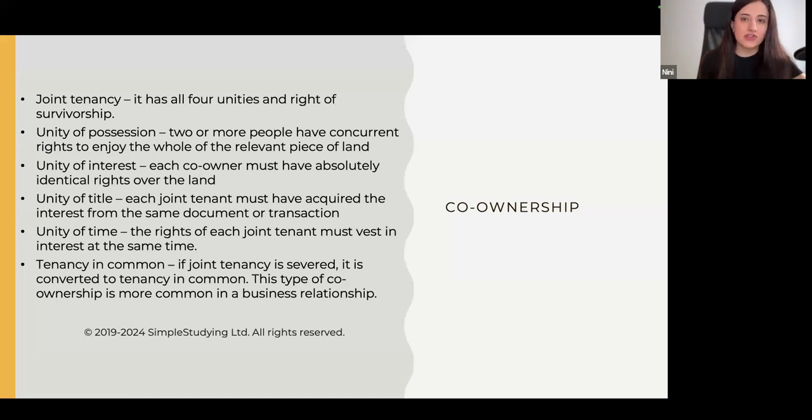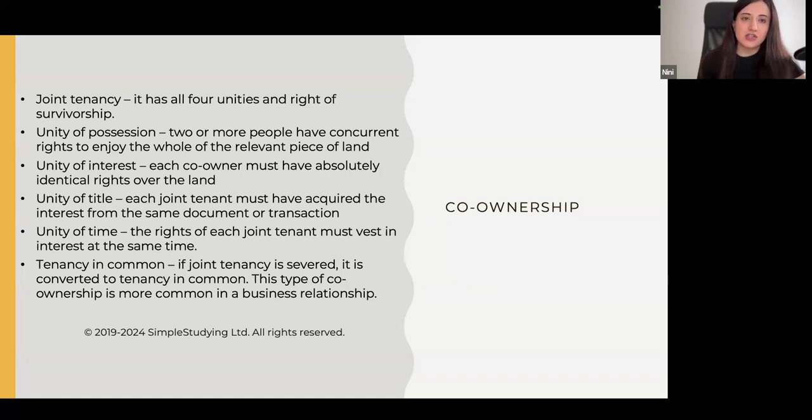What is co-ownership? This is basically when two or more people own the property together. Most of the time in England and Wales, ownership is not by one person, but it's co-owned. We have two types of co-ownership: joint tenancy and tenancy in common. Joint tenancy has 4 unities and right of survivorship. These are the main characteristics of a joint tenancy that differentiate it from tenancy in common.